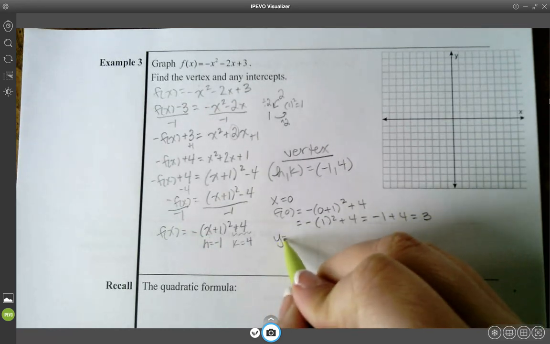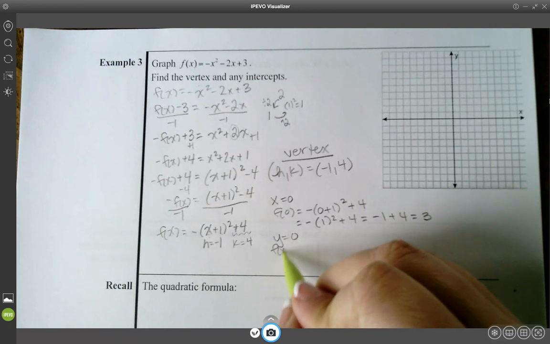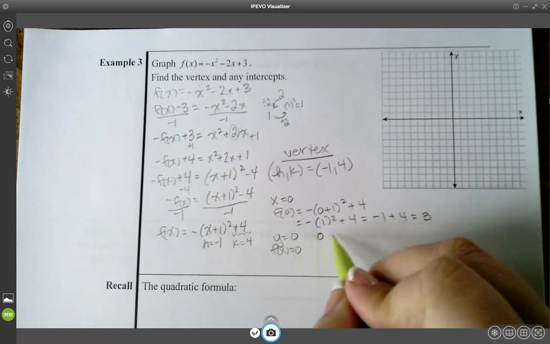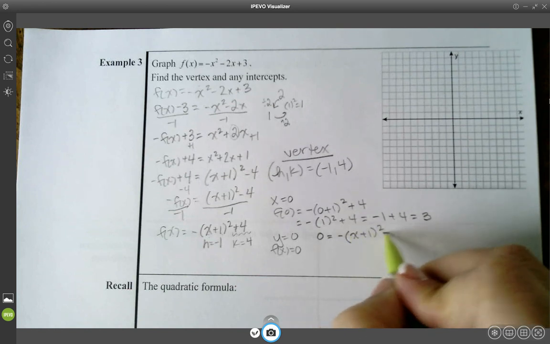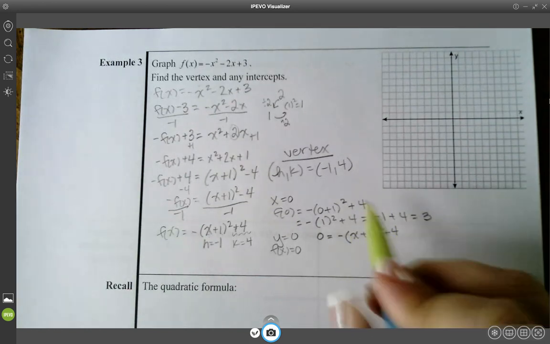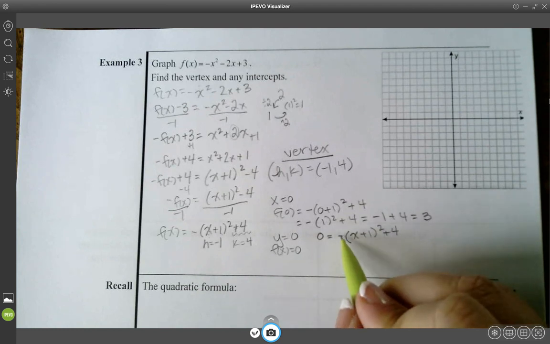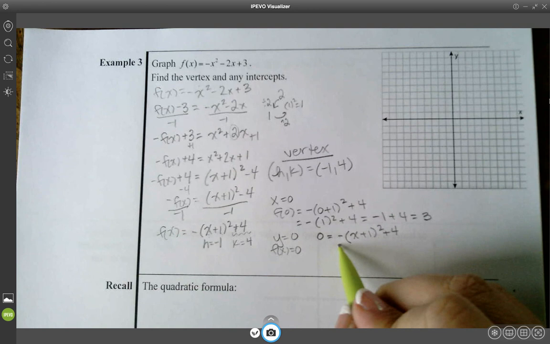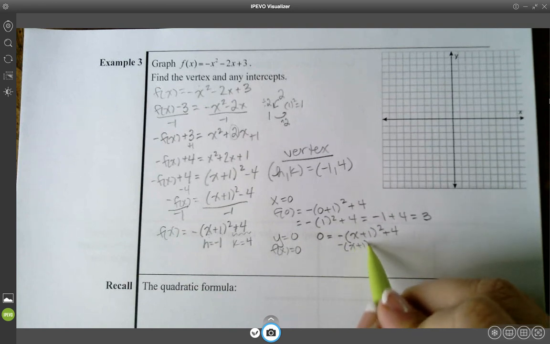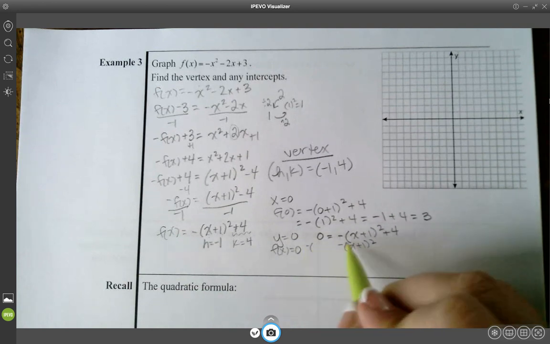And when y equals 0, f(x) is 0. So we have 0 equals negative quantity (x plus 1) squared plus 4. Now, we can subtract the 4, but notice this is negative. So instead of subtracting 4, I'm going to subtract the quantity (x plus 1) squared, which will make it positive.